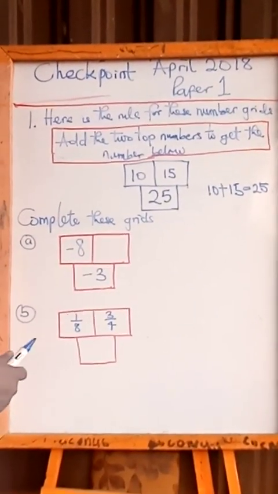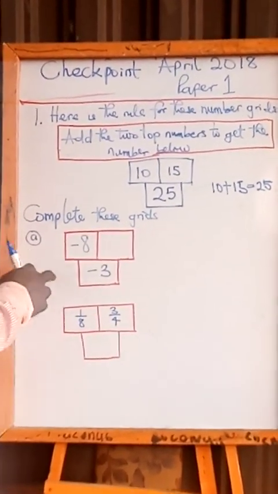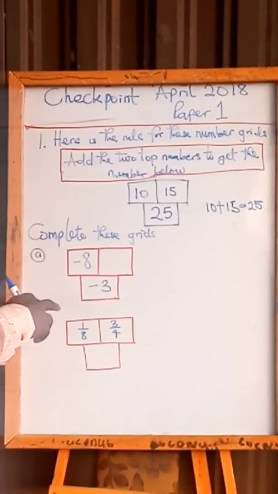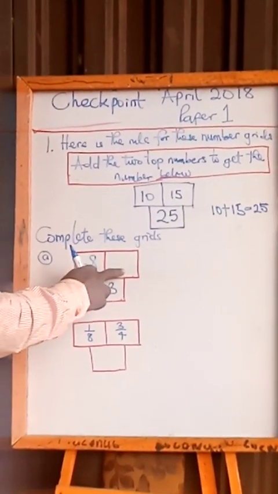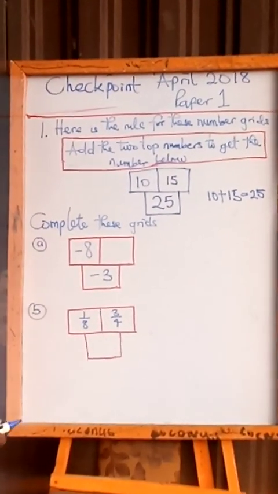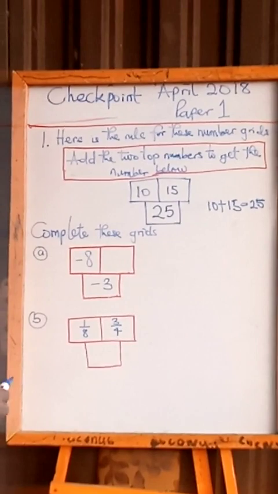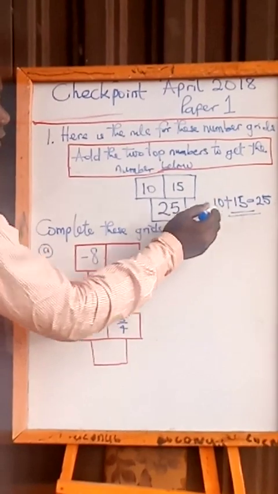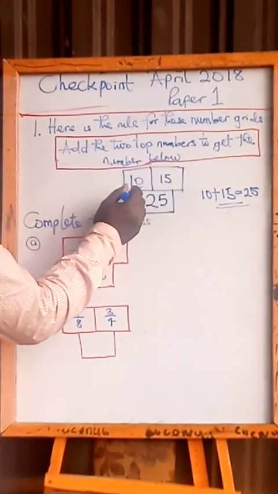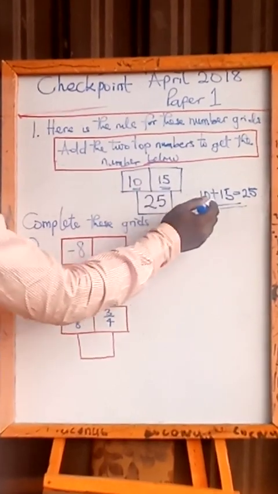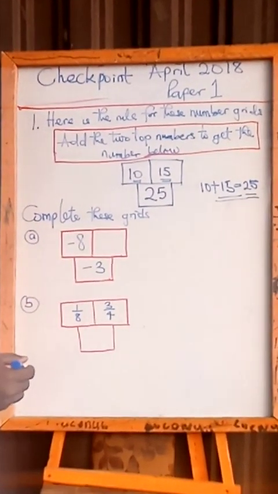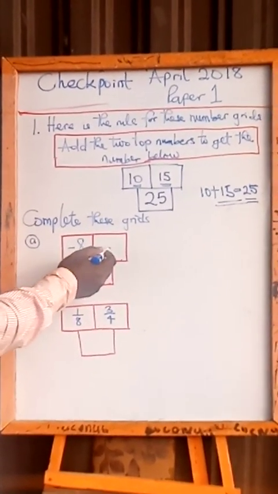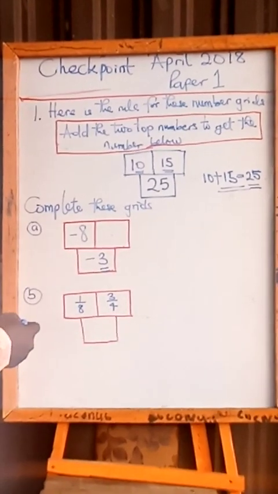And when you come here, the question now puts it like this. The question says you should complete these grids. And you have minus 8, dash, and minus 3. How do you approach this question? When you look at the sample they give us here, all you have to do is to add 10 and 15, which gives us what? 25. But in this place, you can see how it goes. Minus 8, dash, it must give you what? Minus 3.